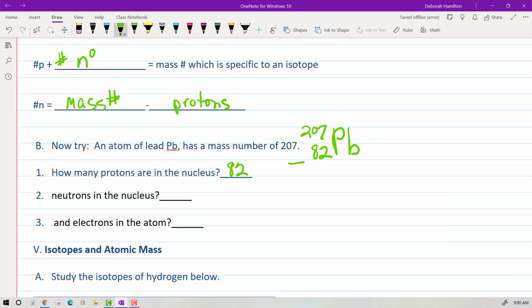If we're going to calculate neutrons, we can simply subtract. We don't need our calculator for that. And it's 125 neutrons. The electrons would be the same as the protons because there's no charge over here. Usually when we have an ion, there'll be a charge here.